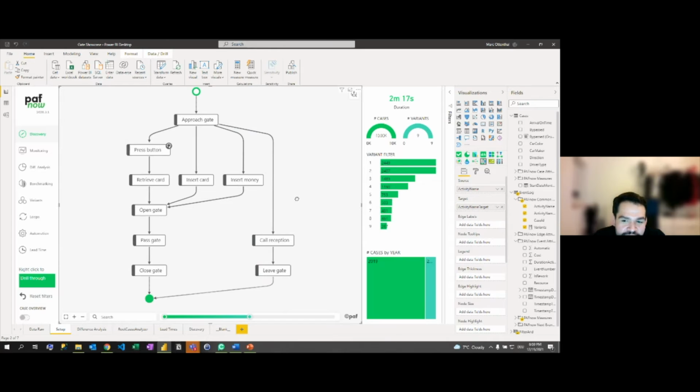Then we have the fifth occurrence. So now we have a new use case, so to say. Now we can also see that there was a way to call reception.